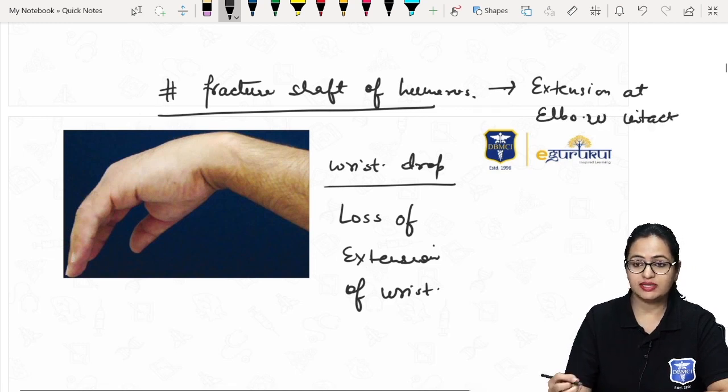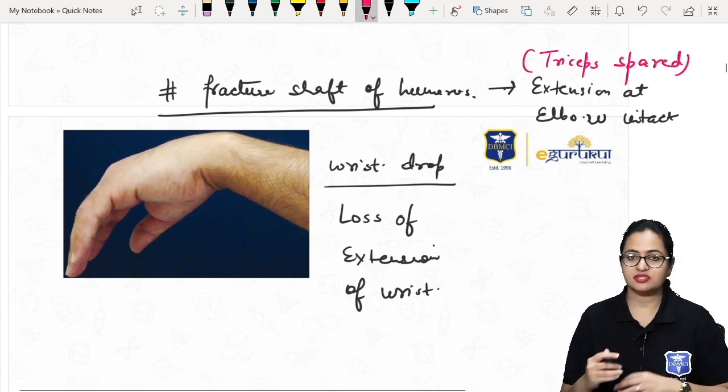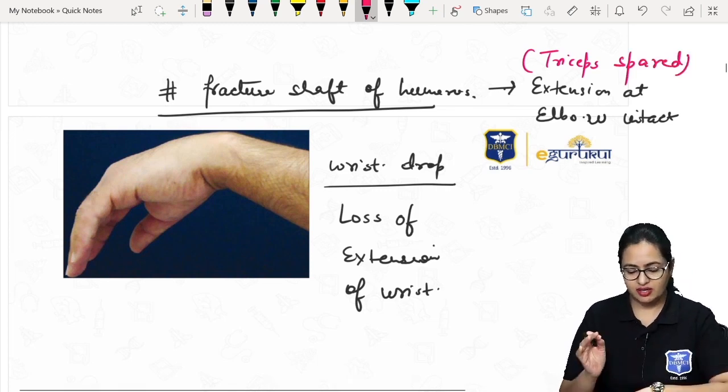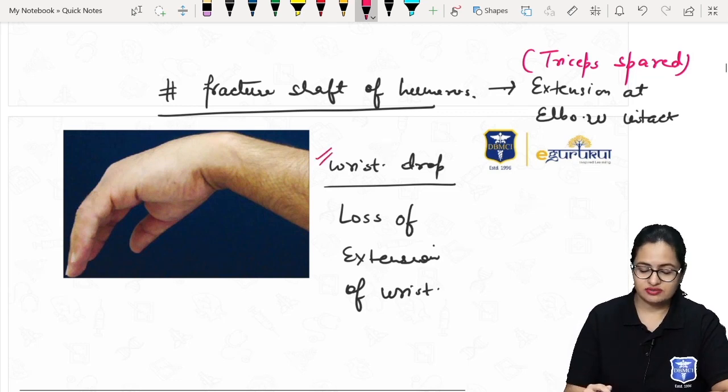Why the extension at the elbow is intact? Because the triceps is spared. The triceps is supplied above this spiral groove. It is also getting the supply above the spiral groove. So the triceps is spared and the extension at the elbow is intact. And only we are able to see this wrist drop.